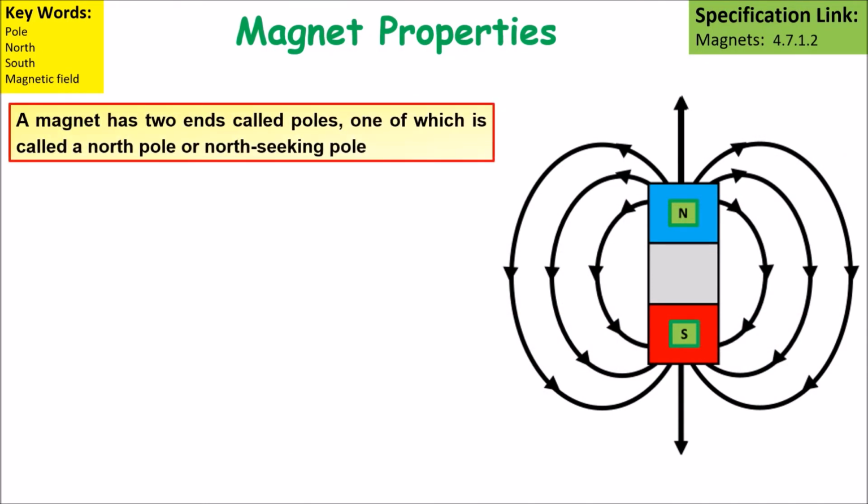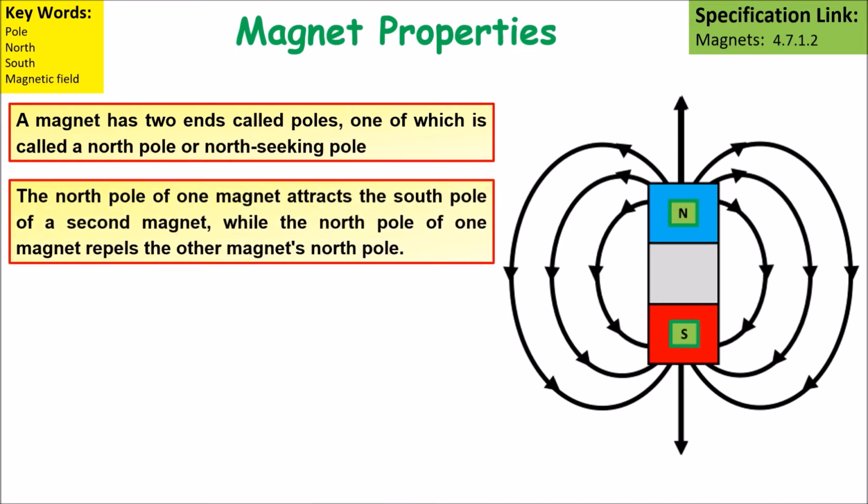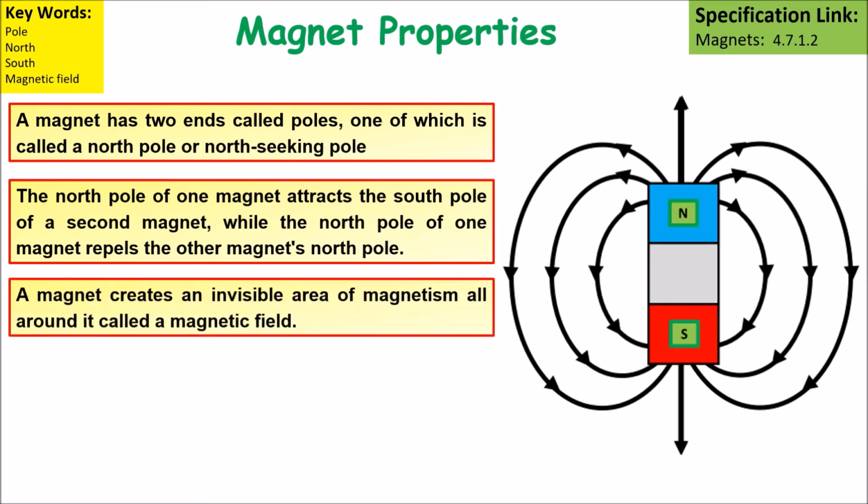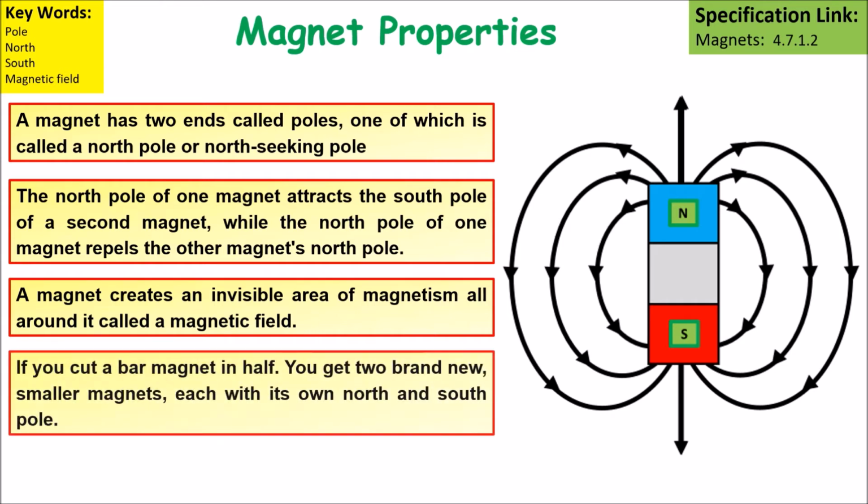If we're looking at magnetic fields, a magnet has two ends called poles, one of which is called the North Pole and one of which is called the South Pole. The North Pole of a magnet attracts the South Pole of a second magnet, while the North Pole of a magnet repels the North Pole of another magnet. A magnet creates an invisible area of magnetism all around it called the magnetic field. If you cut a bar magnet in half, you will get effectively two smaller magnets, each with their own north and south pole.